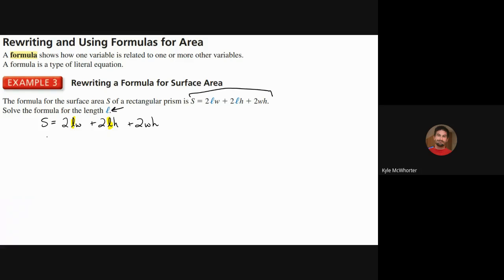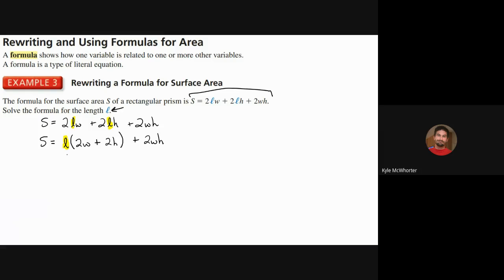Okay, so I'm going to factor the L out of here. Since only the first two terms have L's, I'm only factoring out of those first two terms. So there's still this plus 2WH at the end. Now when I take the L out of the first term, I'll have 2W. And if I take the L out of the second term, I just have 2H. So I'm going to highlight the L again so we remember that's our target.